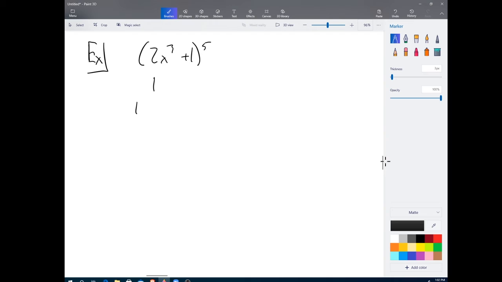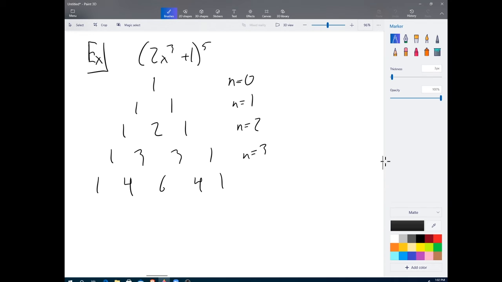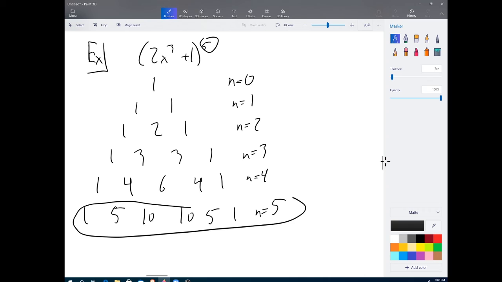So, start by making Pascal's triangle. 1, 3, 3, 1, 1, 4, 6, 4, 1. And let's see, this is n equals 0th row, n equals 1st, n equals 2nd, n equals 3rd, n equals 4th. So I need one more row to get that 5th power. That's the row I'm going to need.